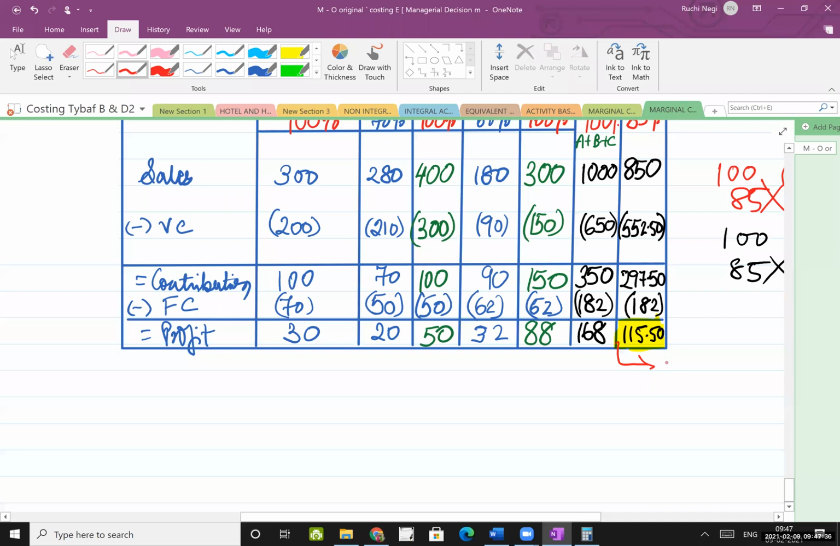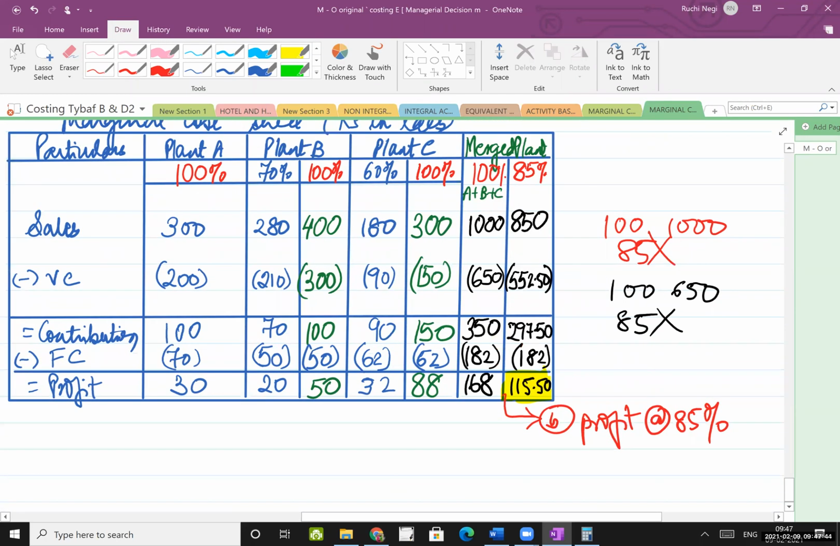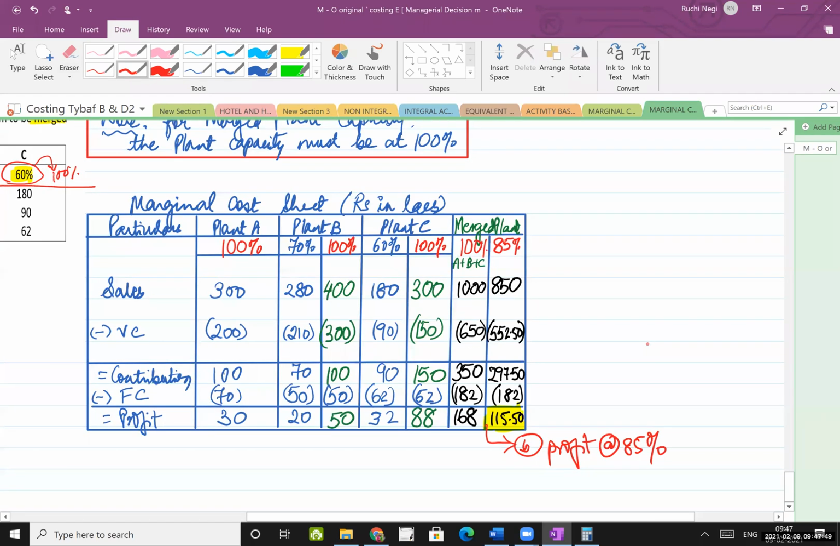B1, profit at 85% capacity. Am I clear? Everyone, is this clear?